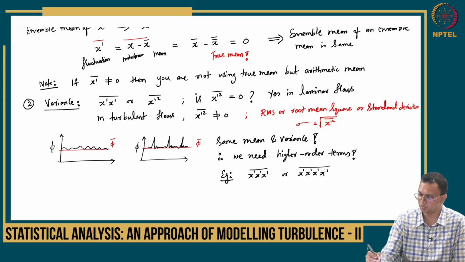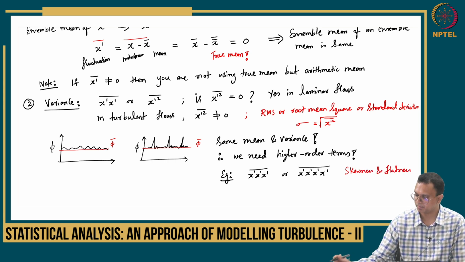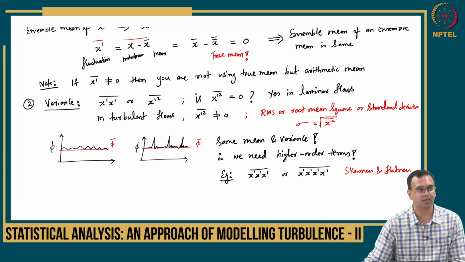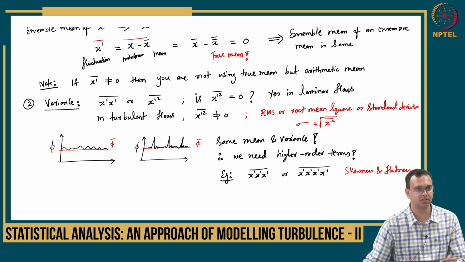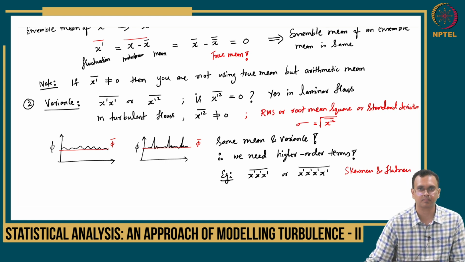Okay, so these are called skewness and flatness. But these are general statistical terms that you would see even in any finance course or general statistical course. But what is the physical meaning of this associated with turbulence, that we will see. As we go into the equations governing turbulent flows, you will see the meaning of each of these terms will pop in. Okay.